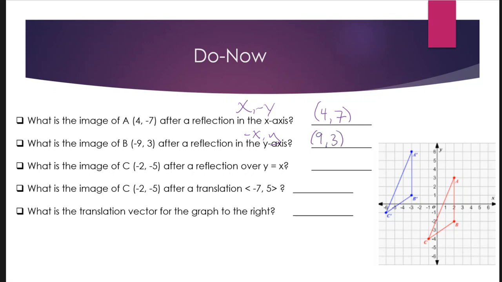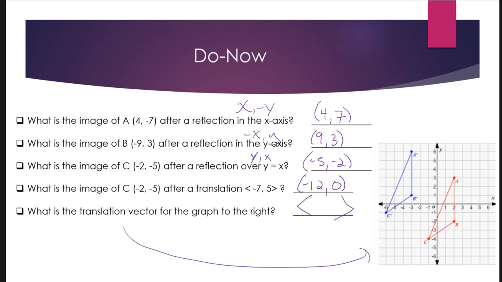For C, it's over y equals x. That's the one where they switch positions, and that's going to end up being (negative 5, negative 2). After the translation, this would be (negative 12, 0). And the last one is asking you what's the vector for this graph.